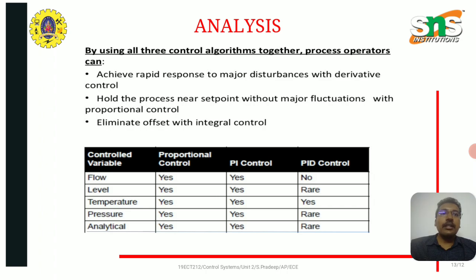By using all three control algorithms together, process operators can achieve rapid response to major disturbance with the derivative controller, hold the process near the set point without major fluctuations with the proportional controller, and eliminate offset with the integral controller.